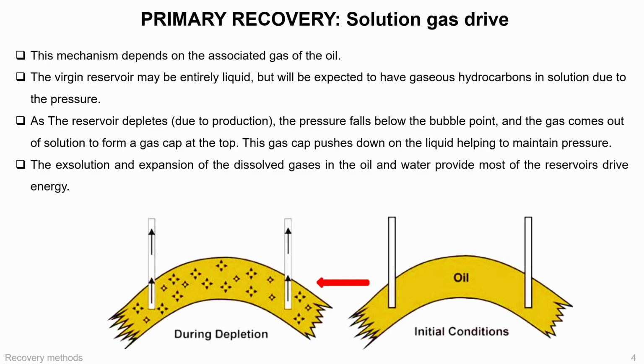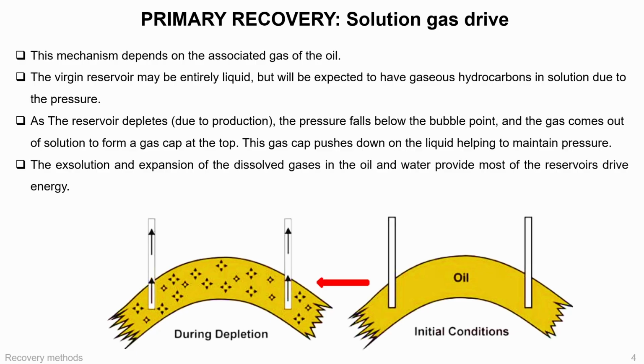In a solution gas drive reservoir, the main energy source is the gas originally dissolved in the oil. At the beginning, the reservoir may appear to be entirely liquid, but because pressure is high, gaseous hydrocarbons are dissolved in that liquid. As production begins and pressure falls below the bubble point, gas comes out of solution. This exhaled gas expands and helps drive the remaining oil. Over time, some of the free gas may migrate upward and form a secondary gas cap. The key physics here is gas expansion.